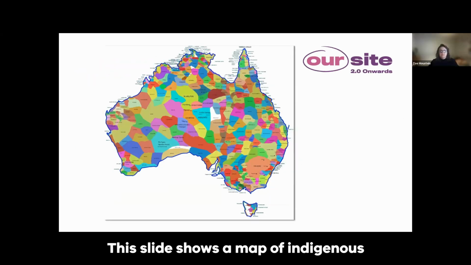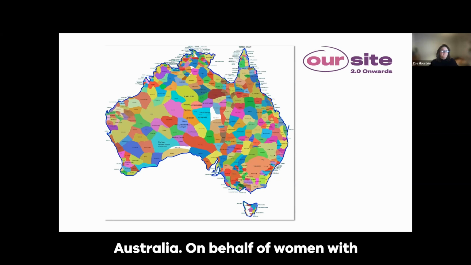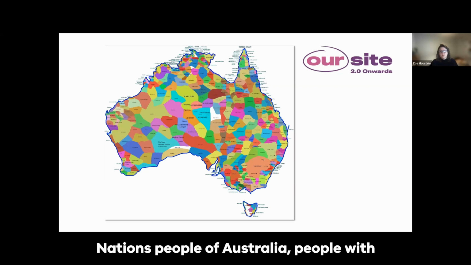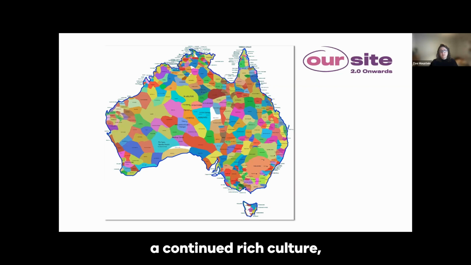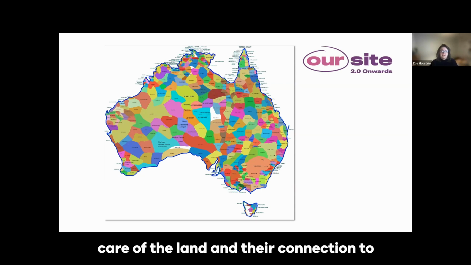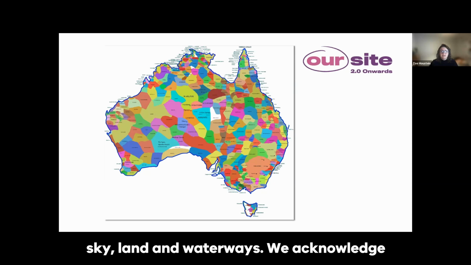This slide shows a map of Indigenous Australia. On behalf of Women with Disabilities Australia, I acknowledge that today we are presenting to you across the globe from the stolen lands of the First Nations people of Australia, people with a continued rich culture, and this land was never ceded. We express our gratitude to the First Nations people of Australia for their care of the land and their connection to sky, land, and waterways.